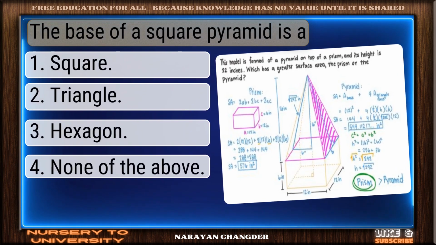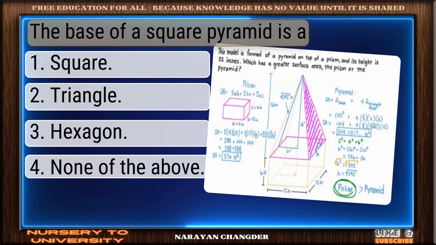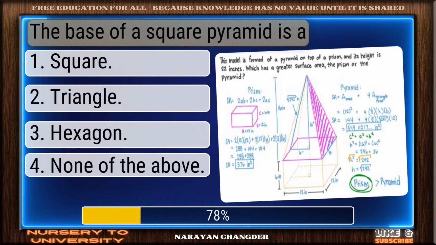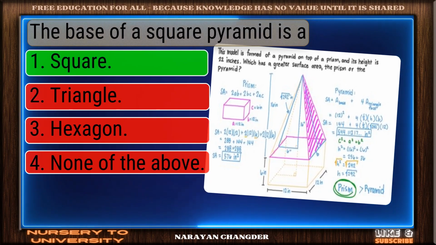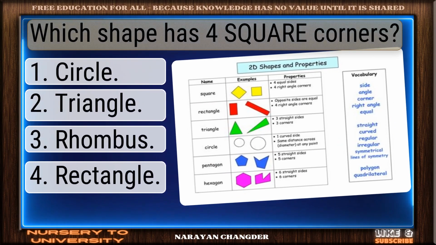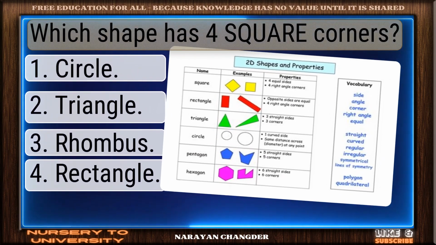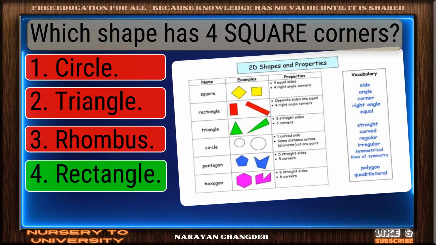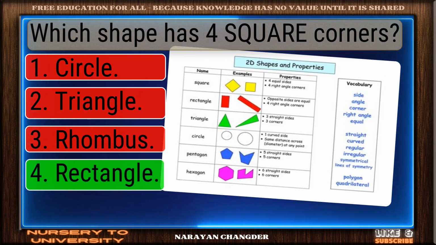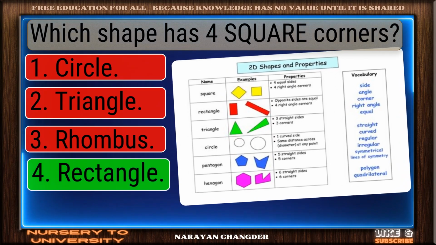Question number 255. The base of a square pyramid is a... Strong choice. Square is the right answer. Question number 256. Which shape has 4 square corners? Nice selection. Rectangle is the correct and valid answer.